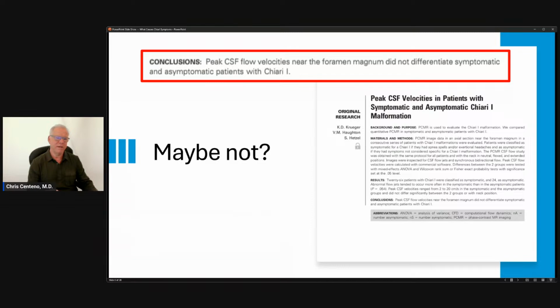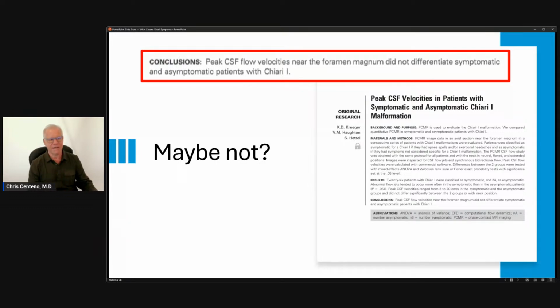But maybe not. I'm going to go over two studies. And this study would question it entirely, right? They actually took patients with Chiari 1 who were symptomatic and patients with Chiari 1 who were asymptomatic. And they looked at that peak CSF flow near the foramen magnum, and it regrettably didn't differentiate the symptomatic from the asymptomatic patients. And that's really the sine qua non. That's really the main thing in these diagnostic studies, right?